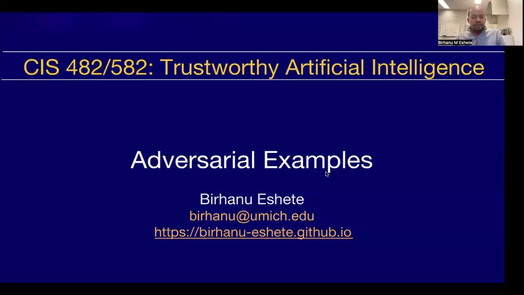Hi there. This is the third lecture on trustworthy AI. The topic for this lecture is adversarial examples. Adversarial examples are very important topics in the space of machine learning in general. But when we talk about trustworthy machine learning slash AI, adversarial examples stand out as one of the most important things to study and to make sure that machine learning models are not vulnerable to adversarial examples.